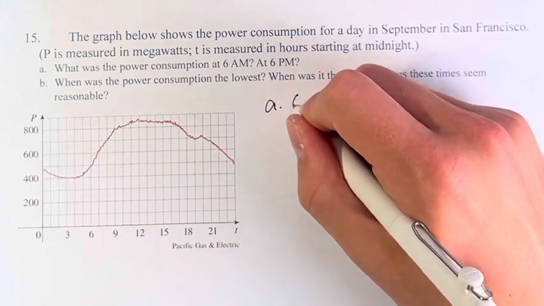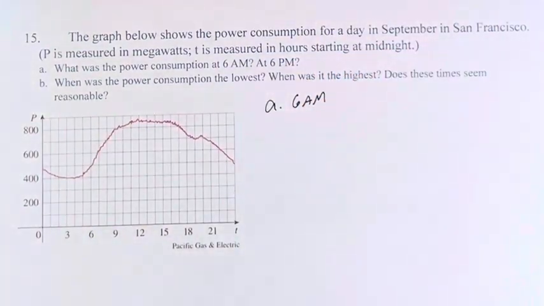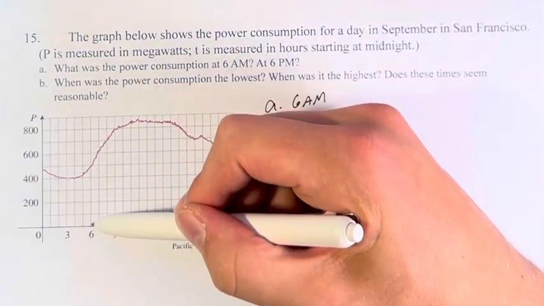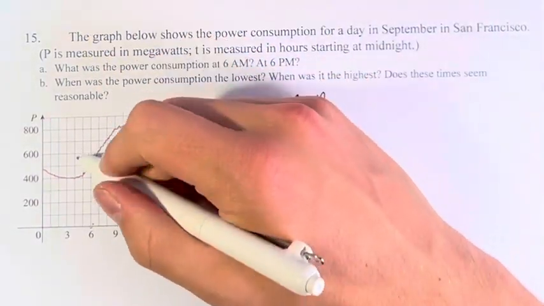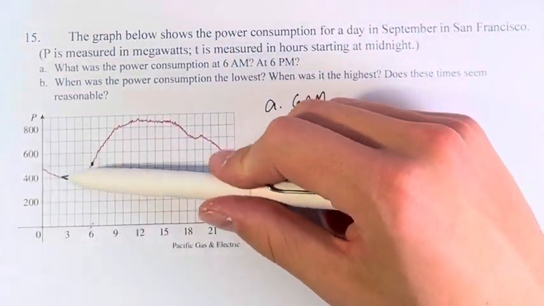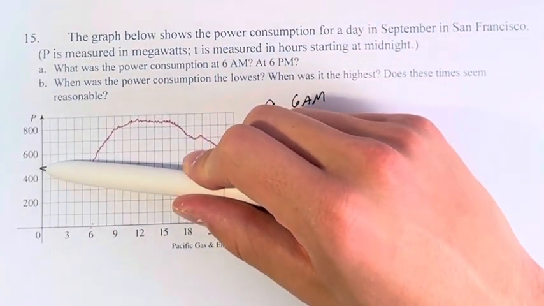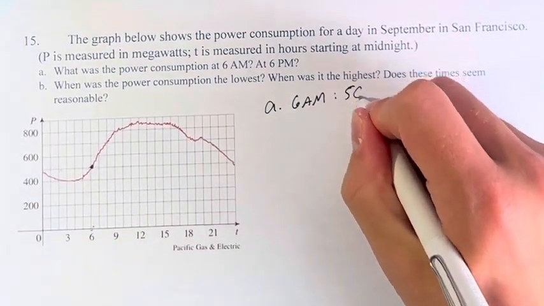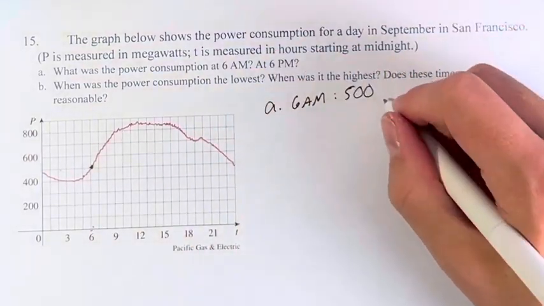So first, at 6 a.m., that is 6 hours after midnight, so t is equal to 6, the function is at roughly this point. What is the power consumption, the y value? Well, if we go across, it's right about here. Halfway between 600 and 400 is 500. And don't forget, we're in megawatts.